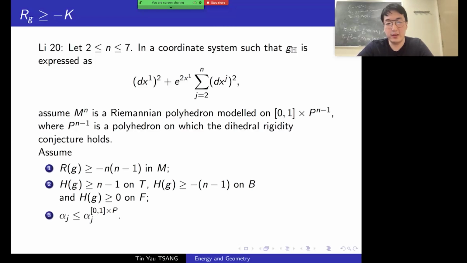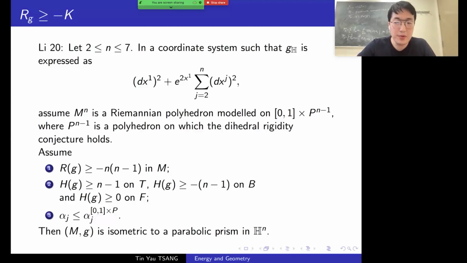And assume the following. First of all, the curvature is compared to the one in hyperbolic space. And then for mean curvature, this time the setting you may see is a little bit different. For example, the side face is still mean curvature non-negative. But then for the top and bottom face, it's a little bit different. It's an n-1 condition, but we will see why this happens later. And then the angle, again, is at most the model one. Then the result is it is isometric to a parabolic prism in the hyperbolic space.